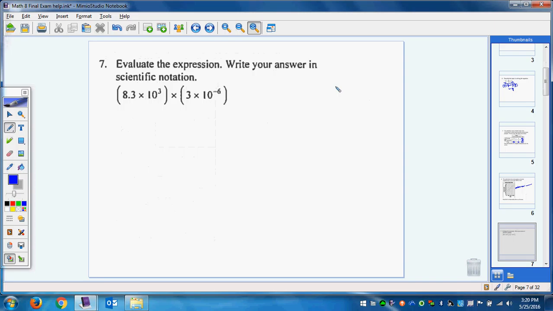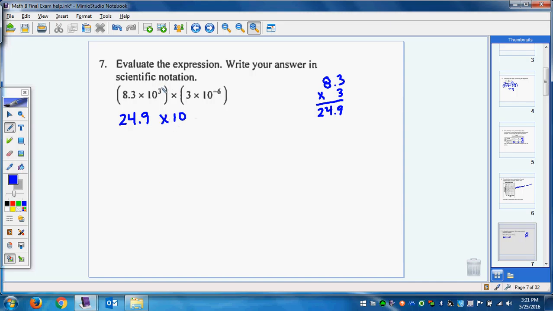All right, evaluate the expression, write your answer in scientific notation. Now here, what we've done somewhat recently again is we took our numbers 8.3 and multiplied it by the 3. So again, if you have to, go to the side. Many of you can just do that in your head though. 3 times 3 is 9, 3 times 8 is 24, a decimal point goes there. So we know that that's going to be too big though. But we'll get there in just a moment.